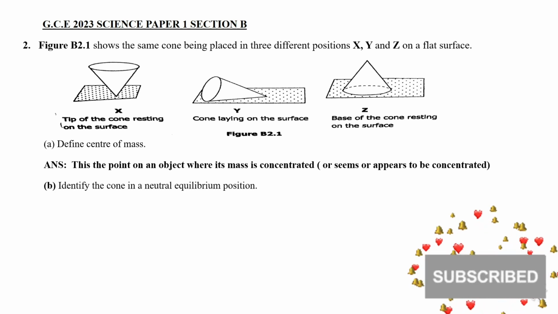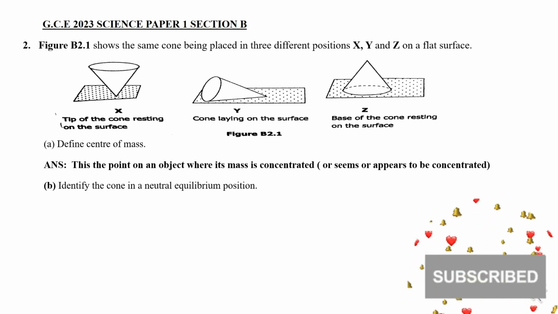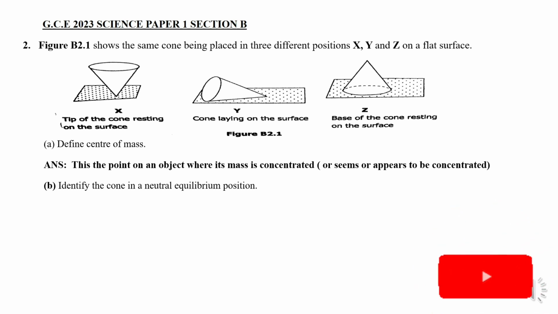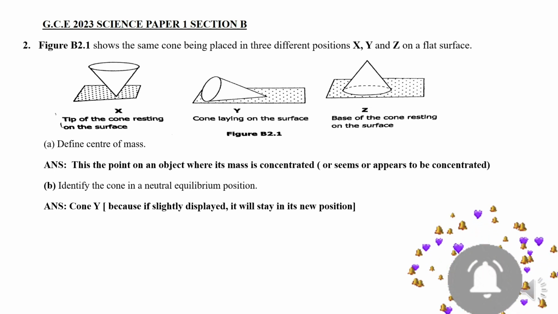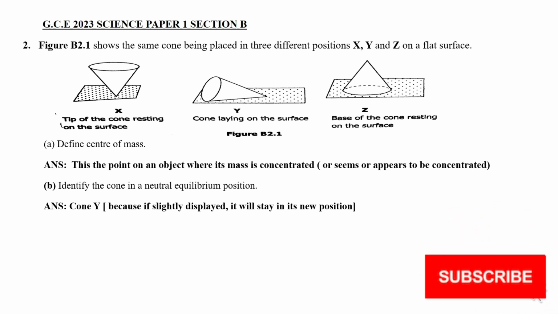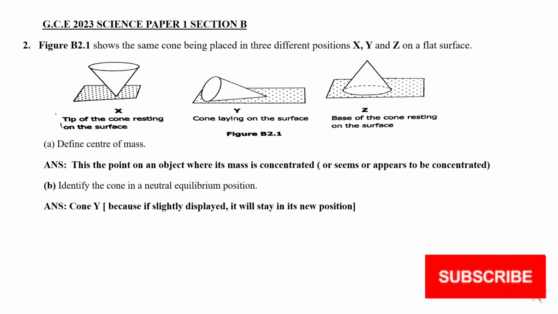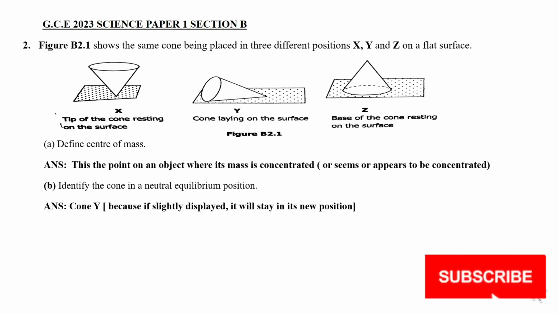We look at B. Identify the cone in a neutral equilibrium position. From the three that we have been given, we have to identify one which is in a neutral equilibrium. Cone Y is in neutral equilibrium. Why are we saying so? If cone Y is slightly displaced, it will stay in its new position. Same as the ball, when you roll the ball, you find that the ball will settle in its new position.